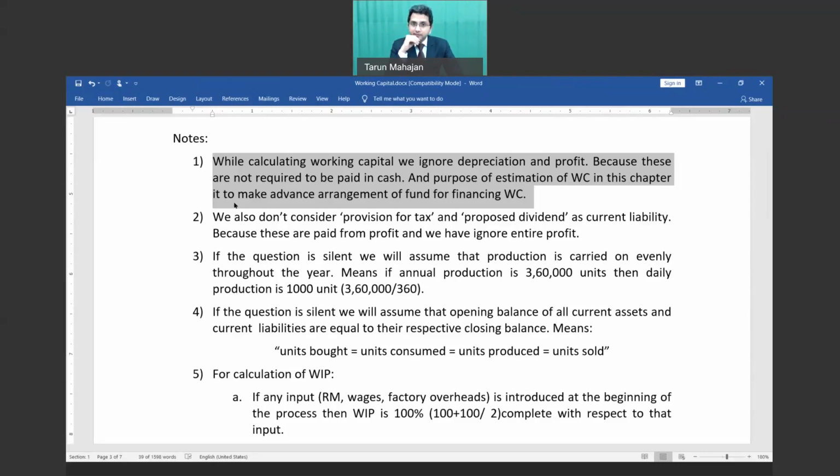And that is why, if we are calculating working capital on cash cost basis, the perfect treatment is that provision for tax should not be treated as a current liability and proposed dividend should also be ignored in current liability. Usually provision for tax and proposed dividend may be considered as current liability. But if you are calculating working capital on cash cost basis, then these two items should be ignored.